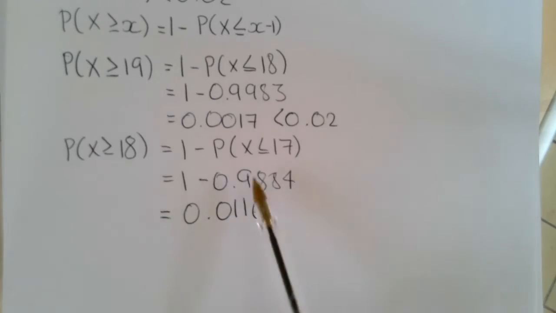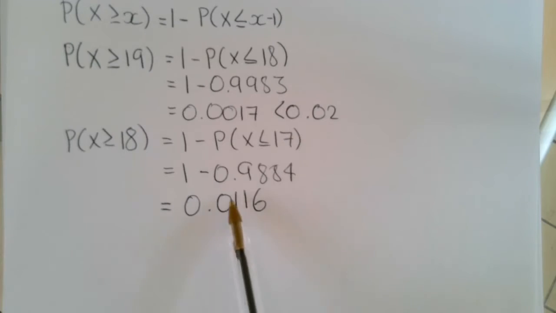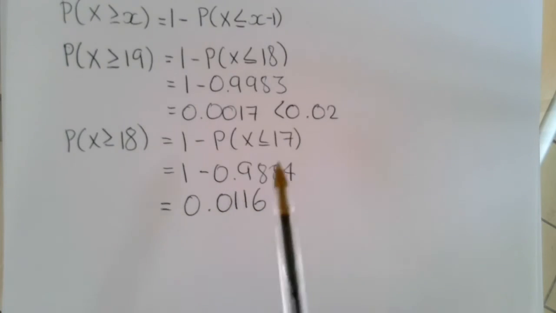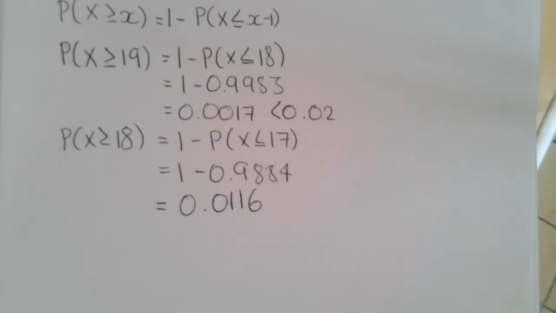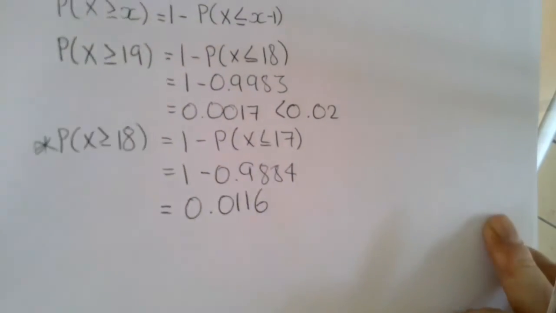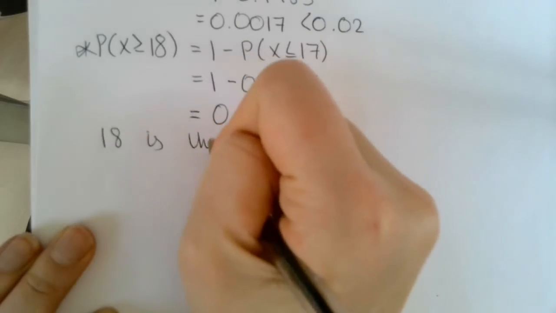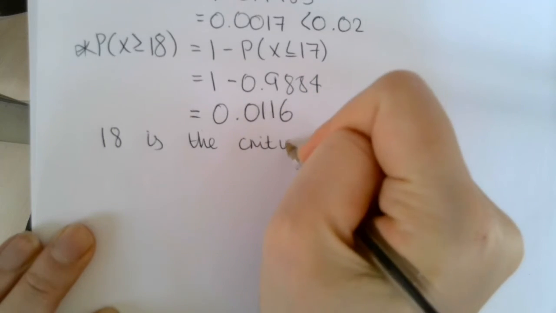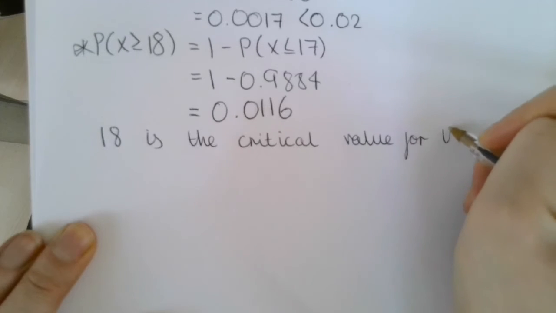Now, if I inspect these two values here, this one is closer to 0.01. However, I couldn't see that very clearly until I did the calculation of 1 subtracting that number. So that's why I picked two to trial. This one is closer to 0.01. So we've got that 18 is the critical value for the upper tail.